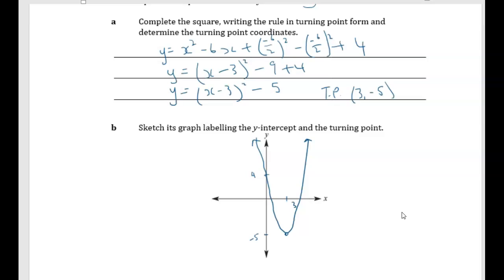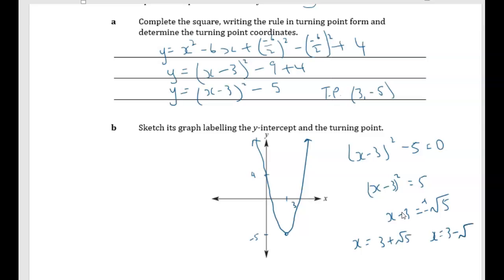It doesn't say to label the x-intercepts, but if you were, you just let y equal 0. So we have x minus 3 squared minus 5 equals 0. x minus 3 squared equals 5. So x minus 3 equals plus or minus the square root of 5. So x equals 3 plus root 5, and x equals 3 minus root 5. They're your 2 points here. You can see they're negative and positive root 5 either side of 3.